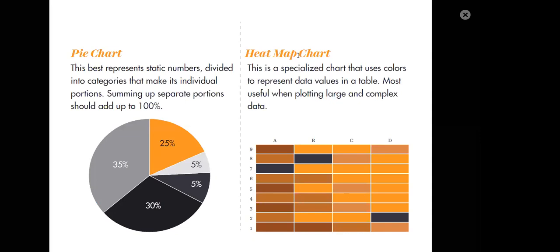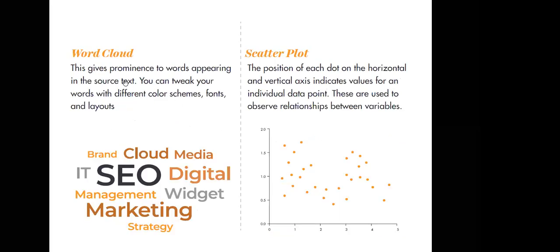We have the heat map chart, which is a little complex, but it's just useful when plotting large and complex data. And as you can see here, it's mostly a play on hues and the intensity of colors. When you see maybe a darker red or a lighter red going into an orange, then becoming pale. Yeah, things like that. We do have a word cloud, which basically just gives prominence to words appearing in the source text. Many have used this a lot.